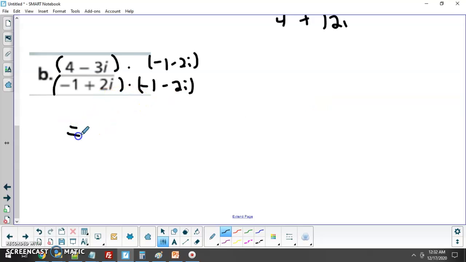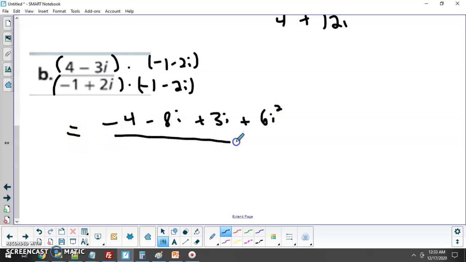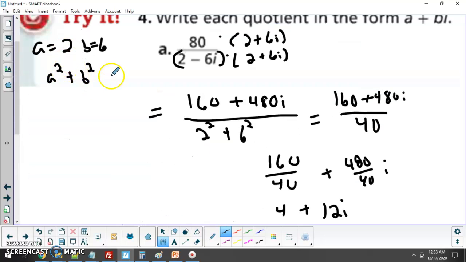Now, if we multiply the top, we're going to have to FOIL here. The first term would be negative 4. The outside term would be negative 8i. Inside would be plus 3i. The last term is negative 3i times negative 2i. Two negatives make a positive, so that's positive 6i squared. All over, on the bottom, it's going to be a squared plus b squared. So a is negative 1, we have negative 1 squared, and b is 2, so we would have 2 squared. That's the shortcut when you multiply by the conjugate that I was mentioning up here.